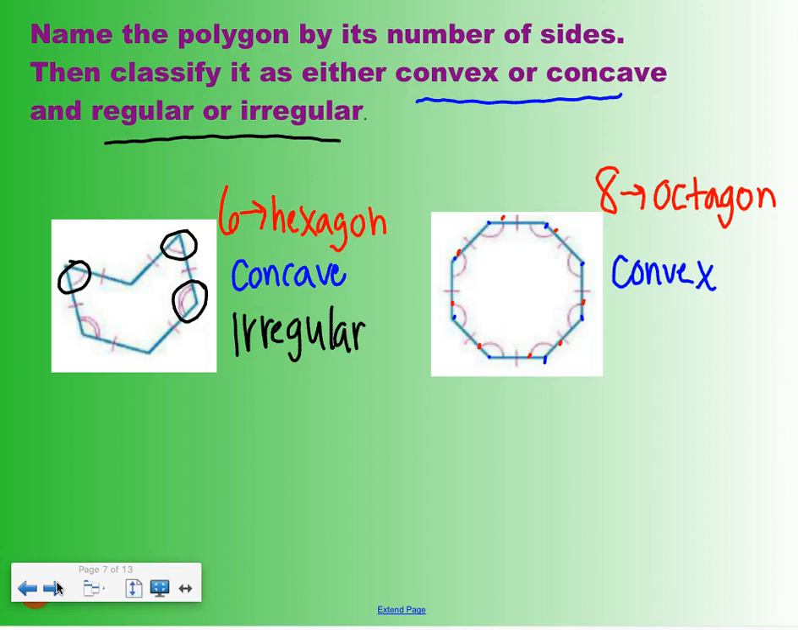And then my last part, is it regular or irregular? Again, let's go around and check our sides. 1, 1, 1, 1, 1, 1, 1, 1. Perfect. Then my angles. 1 arc, 1 arc, 1 arc, 1 arc, 1, 1, 1, 1. So all my angles are the same, so therefore it is regular.